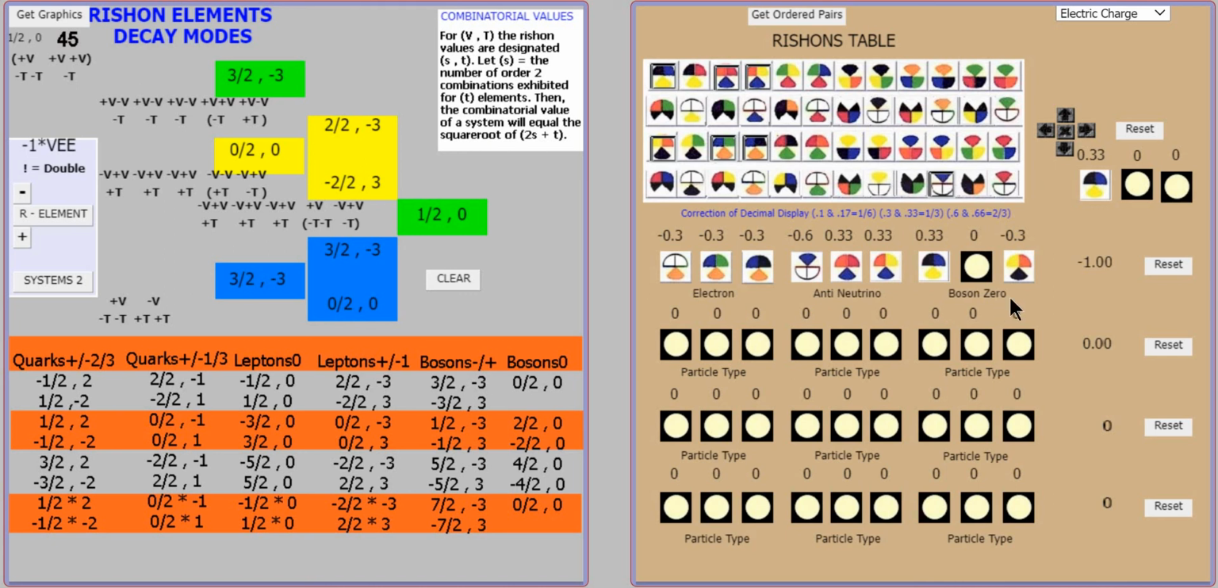The boson minus, W boson, is now a boson 0 because we exchanged the alter-relating rishons with the components of the W boson. And now we have the decay products of the W boson as an electron and an anti-neutrino, which are the most probable decay products of the W boson.